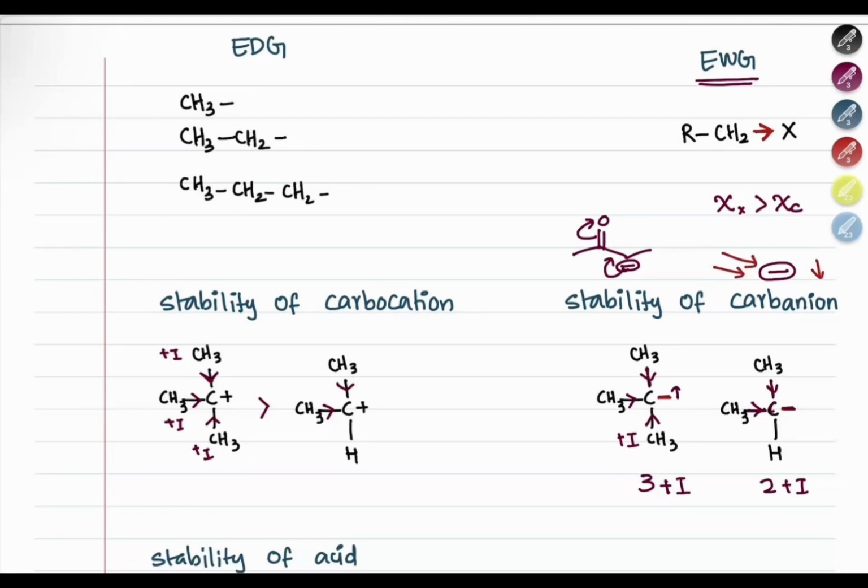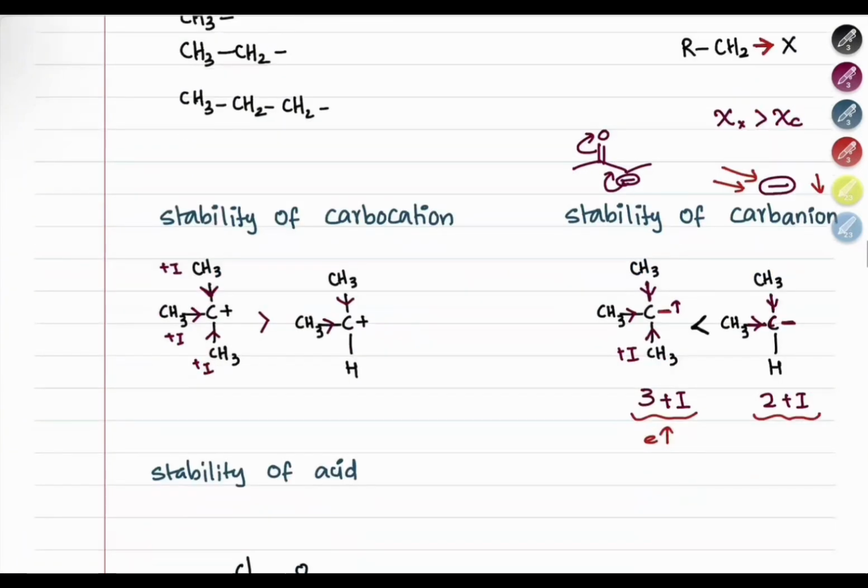So we need to know in which molecule the electron density will be less; that carbanion will be more stable. So in the first molecule, 3 plus I effect, so high electron density, so it will be less stable. Compared to the first molecule, in the second molecule only 2 plus I effect. So compared to the first molecule, the second carbanion will be more stable because there are only 2 CH3 groups to give electron density to the carbanion. Okay. So that's how we'll determine the stability of carbanion and carbocation using inductive effect.